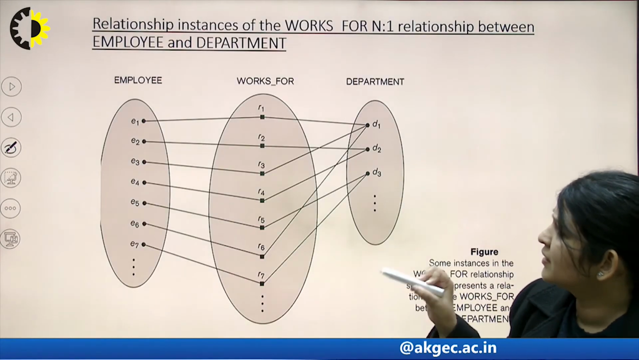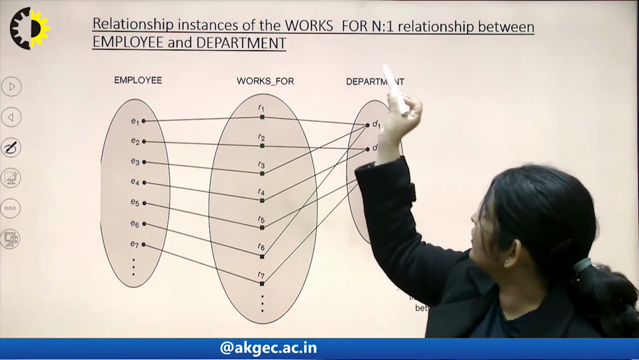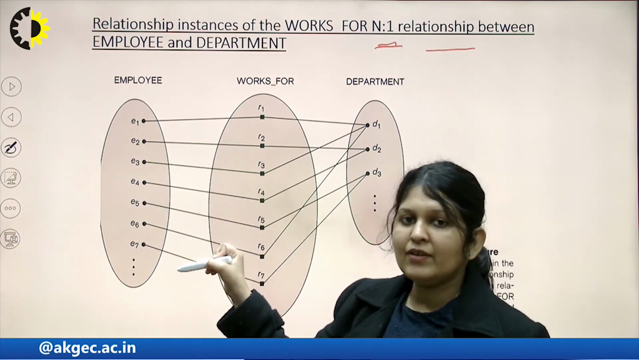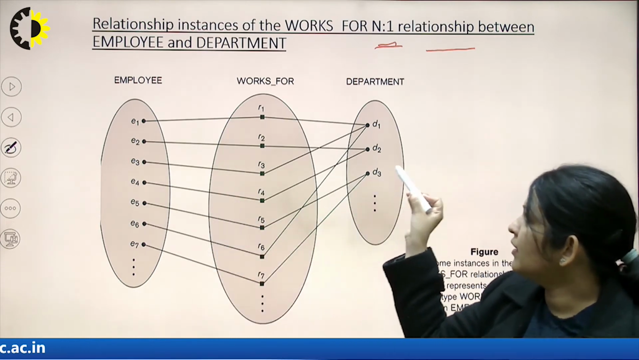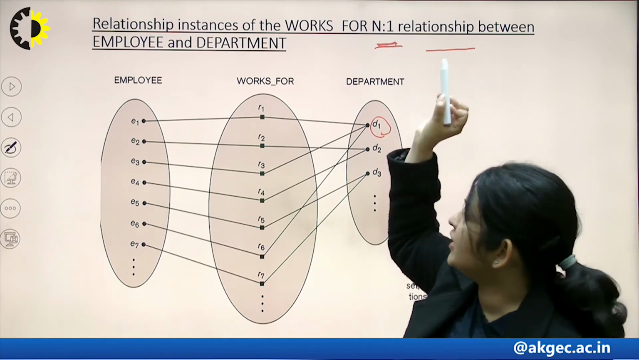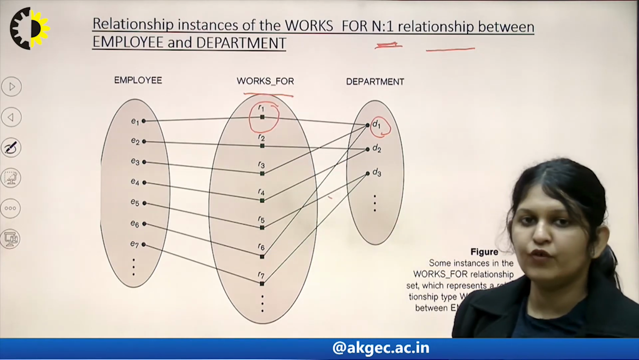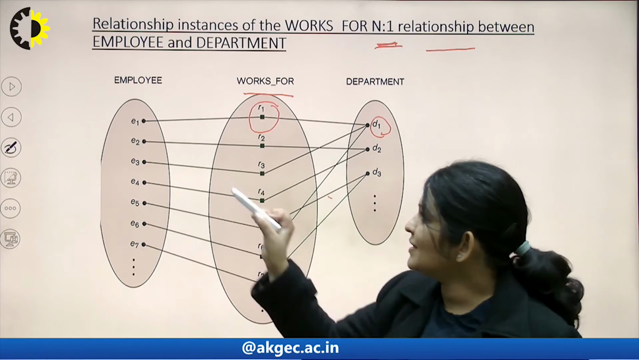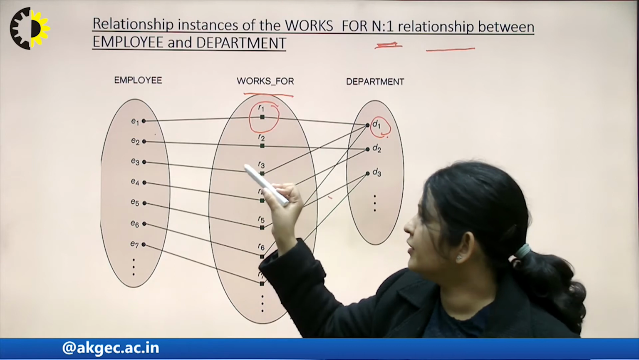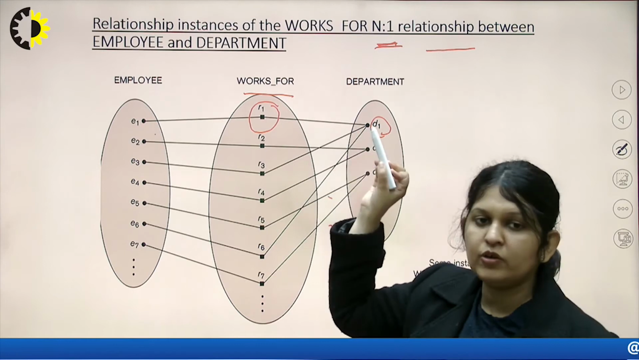So here is a Venn diagram which shows the relationship instances of the works_for for the n:1 relationship, that is, n represents that many employees can work on a single department. So that is called the n:1 relationship. So this is showing each instance within the works_for, it is showing the relationship, that is E1 works in D1, so their relationship is R1. So for each pair we would be having a different instance in the works_for.